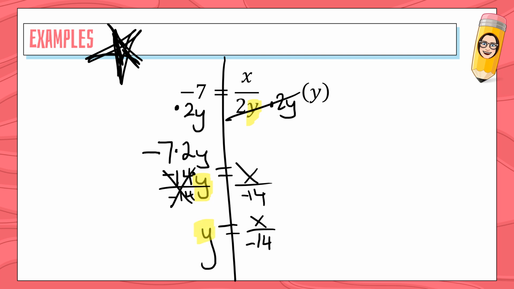So the reason why I had you star this, if the variable you want is in the bottom, make it so there's no bottom, right? Multiply all that bottom, all of that denominator to the other side first, then see what you can do.